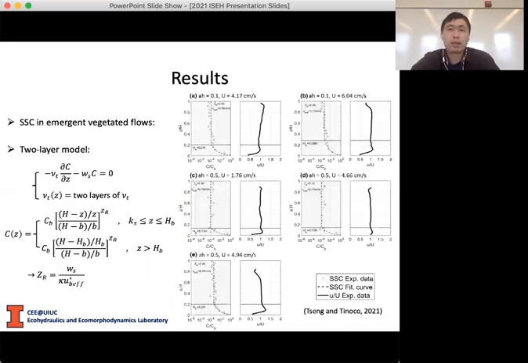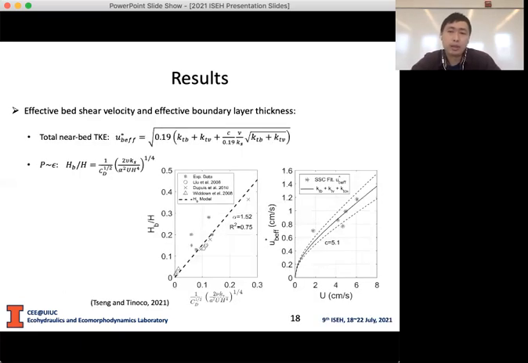Therefore, we applied the proposed 2-layer model to the emergent vegetative flows. As shown in the figure, the model generally captures the suspended sediment concentration and matches quite well with the experimental data throughout the whole water column. There are 2 fitted parameters from the model, which might need extra models to estimate them: the effective near-bed shear velocity and the effective bottom boundary layer thickness, HB. So here we provided two extra models to estimate these two major parameters.